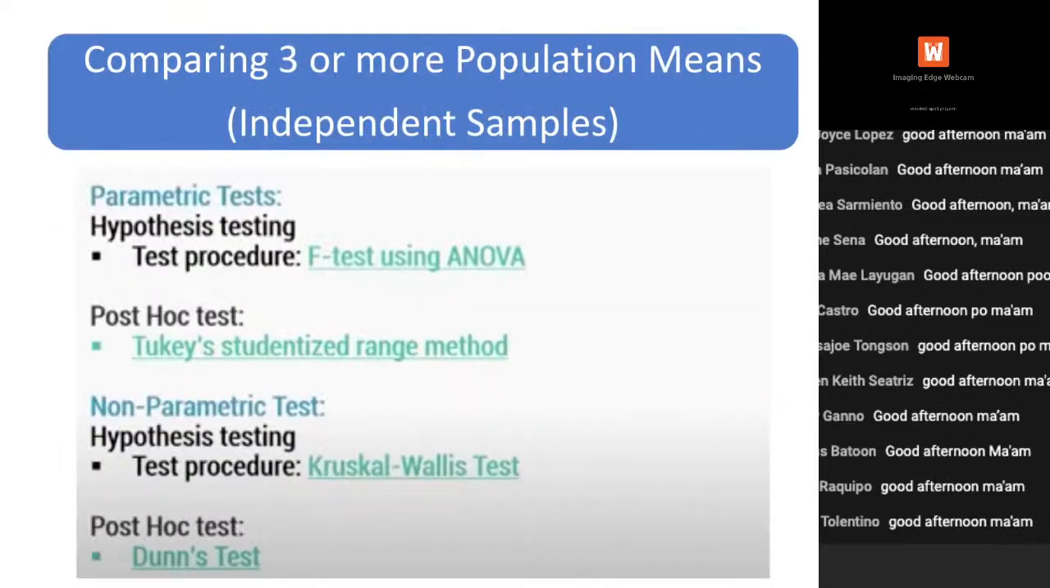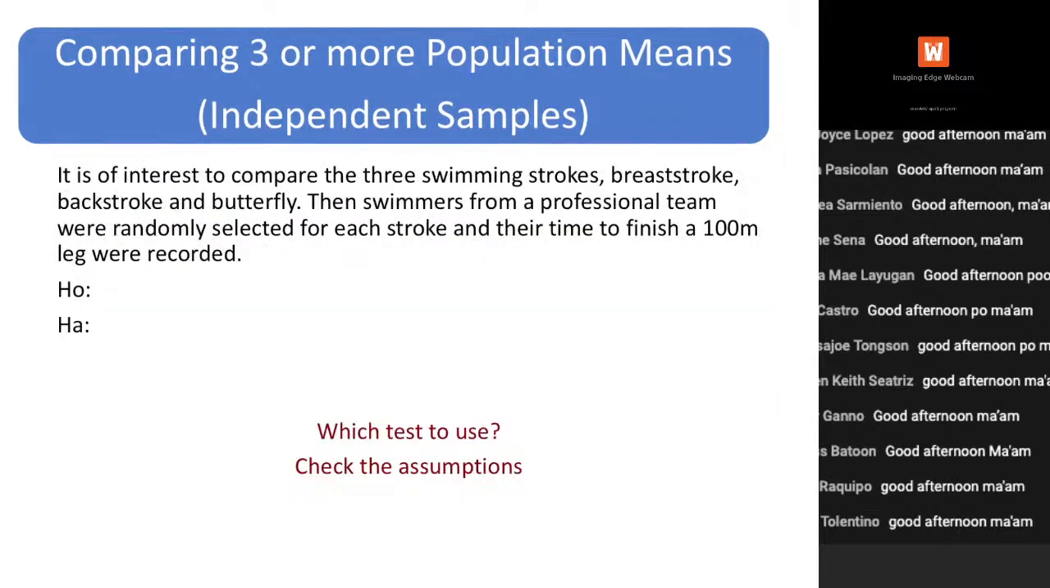So for comparing three or more population means in which the samples are independent, we could make use of the F-test, analysis of variance. Then we also conduct a post hoc test, which is the Tukey studentized range method. If it's non-parametric, then we can use the Kruskal-Wallis test, and the post hoc test for that is Dunn's test.